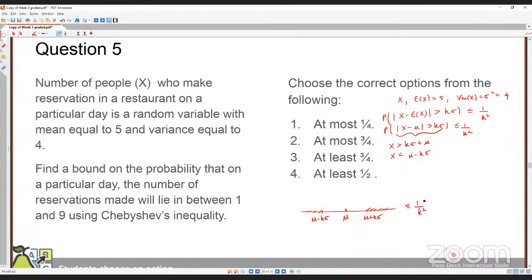But what do we have to find here? We have to find a bound on the probability that on any particular day, the number of reservations made will lie between 1 and 9. So this is not what we have to find. We have to find this inside interval, right? This inside part. So this should be your 1 and this should be your 9. If this probability is given to you, how will you find the inside one? You'll just do 1 minus, right? Is it okay?